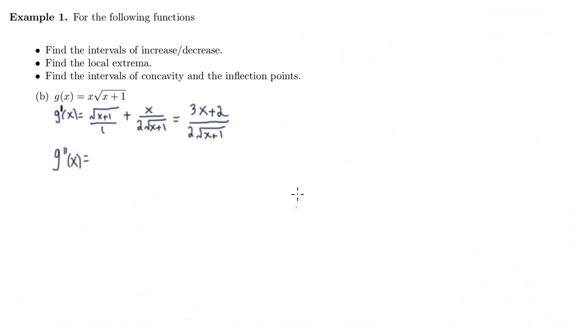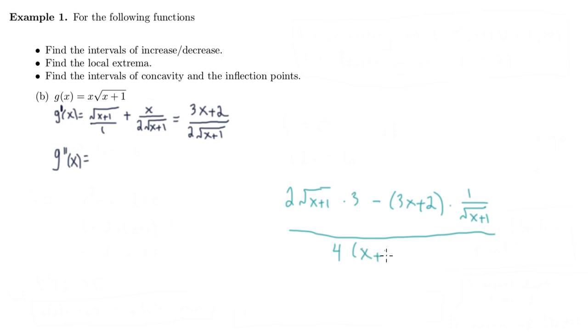So let's see. This will be 2 square root of x plus 1 times 3, minus 3x plus 2, and then times 1 over square root of x plus 1. So that's the derivative of this, all over 4 times the square root of x plus 1 squared, which is x plus 1.